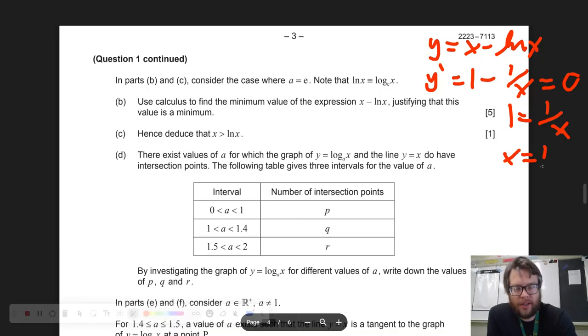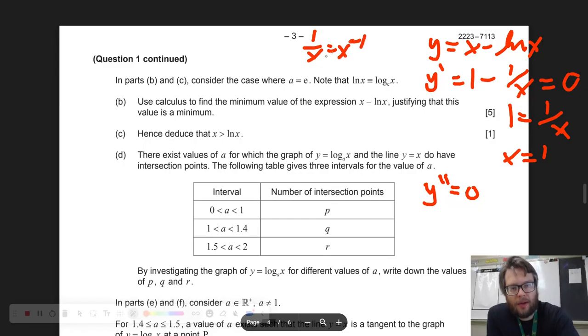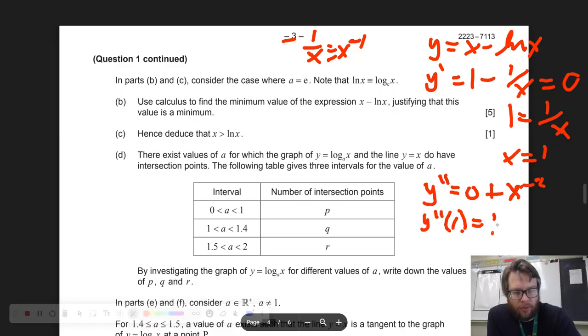Now we need to justify that it's a minimum. You could do that with the first derivative test or the second derivative test. I feel like taking a second derivative today. The derivative of 1 is 0. For negative 1 over x, remember that 1 over x is the same as x to the minus 1 power, so we have negative x to the negative 1. That means we get positive x to the negative 2. So at the number 1, y double prime of 1 is equal to 1, and that's greater than 0.